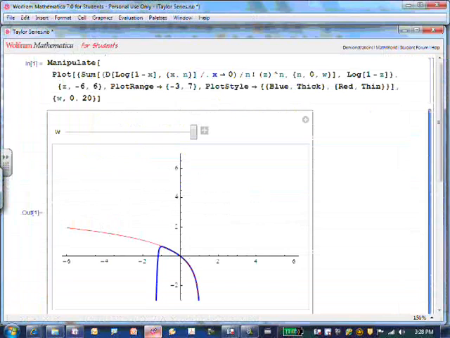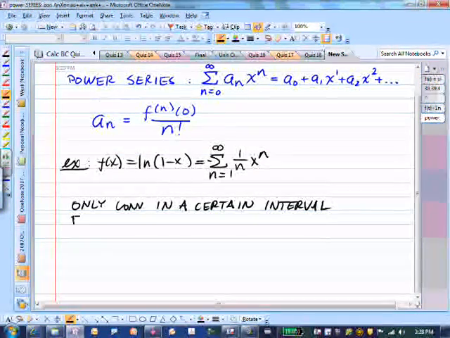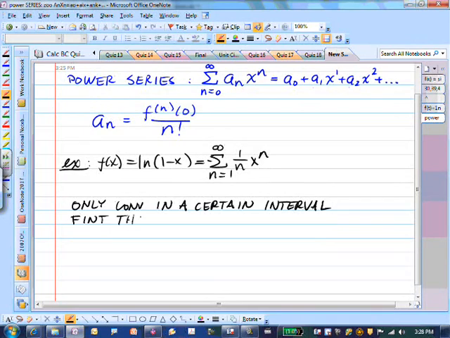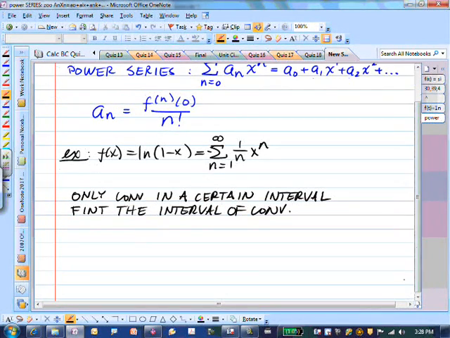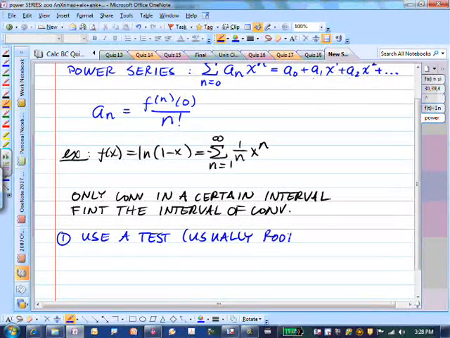Okay, so look at it again. It only converges, it seems like, from here to here, but anything outside of that interval is no good. We're going to call that the interval of convergence. So what we want to do is find the interval of convergence. Okay, so how do we do that? There are going to be 3 steps that we're going to take. Step 1 is we're going to use a test, and it's usually going to be one of 2: root or ratio.